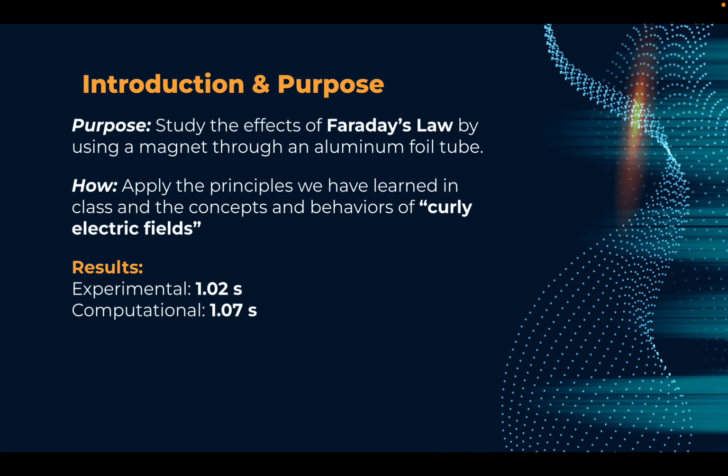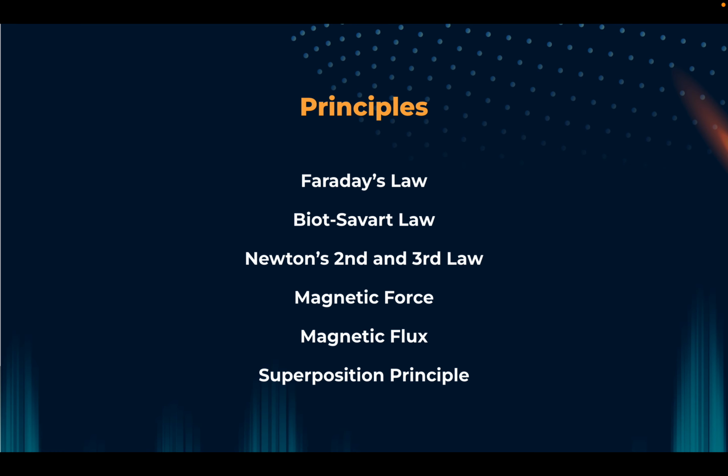So after running the experiment, I found that my experimental value result was 1.02 seconds. And then when I did the computational model through GlowScript, I found it to be 1.07 seconds roughly. I think when I went through it, it was 1.065, so 1.07 seconds. The principles that I used throughout this lab include Faraday's law, Biot-Savart law, Newton's second and third laws, magnetic force, magnetic flux, and the superposition principle.